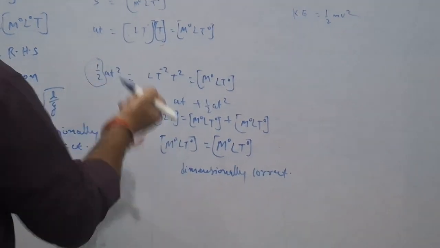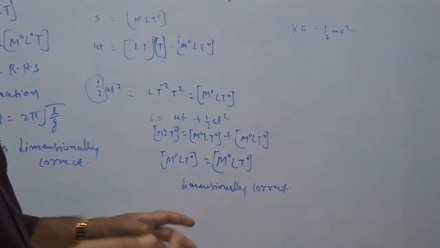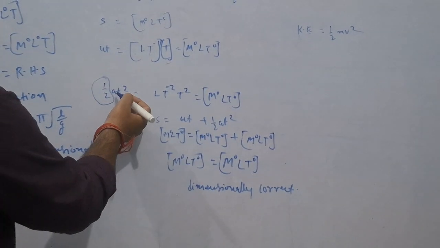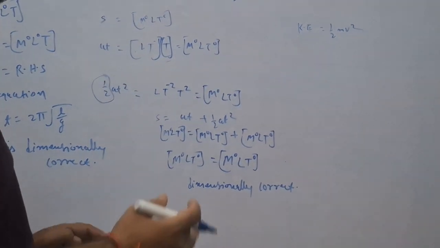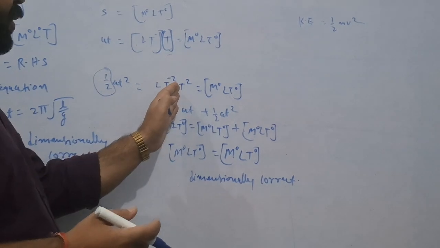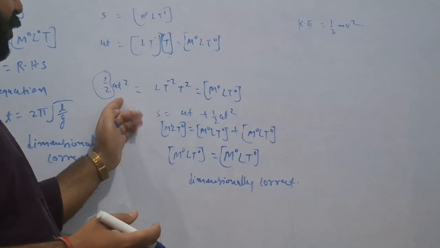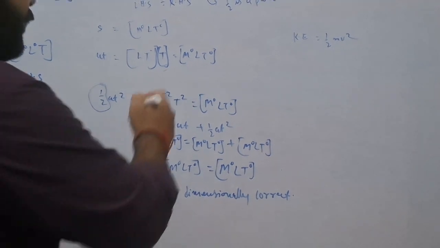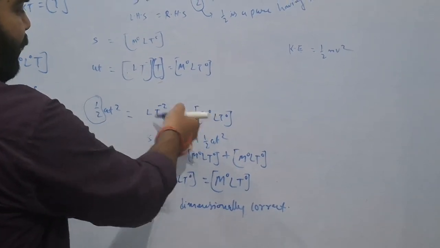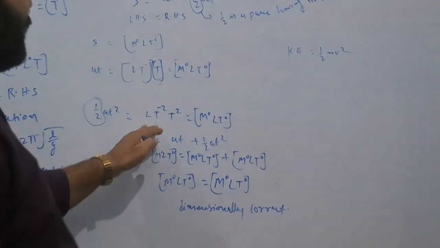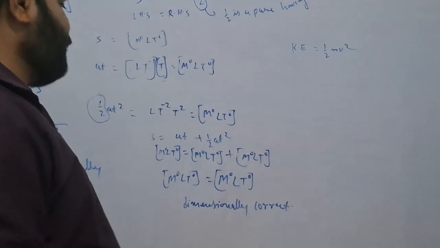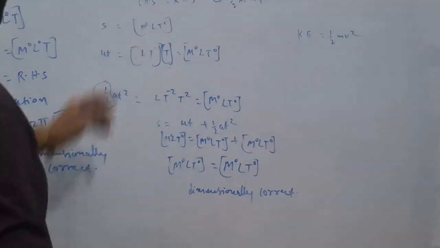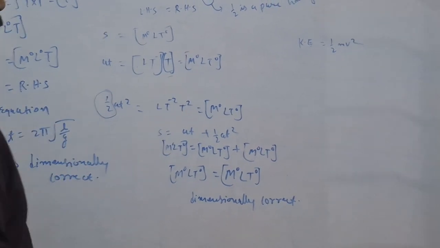So, as I told you, any pure number would be dimensionless, having no dimensions. And the dimension of acceleration we already know is LT minus 2, and t square is there also. So t square and t to the power minus 2 will cancel each other out. Now what is left? M0 and T0. Now putting these values in the equation, s is equal to ut plus half at square.